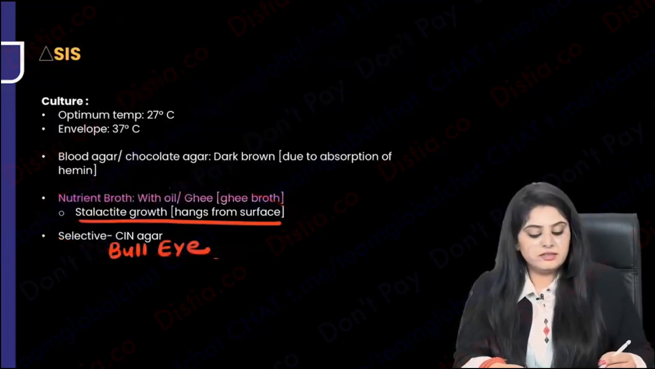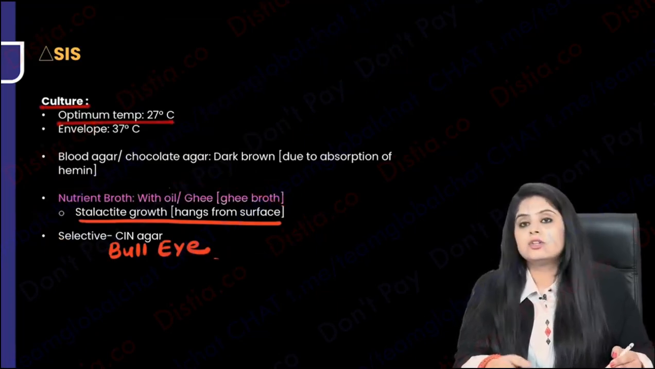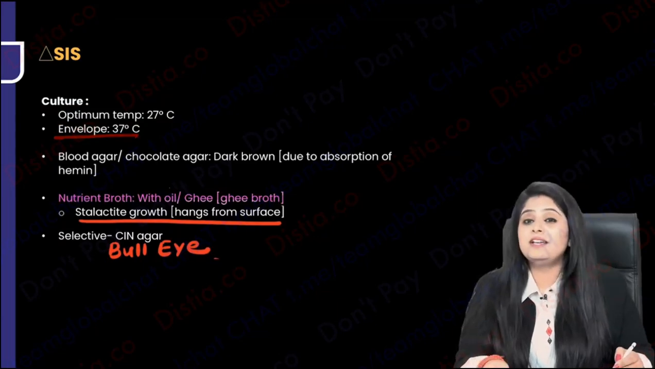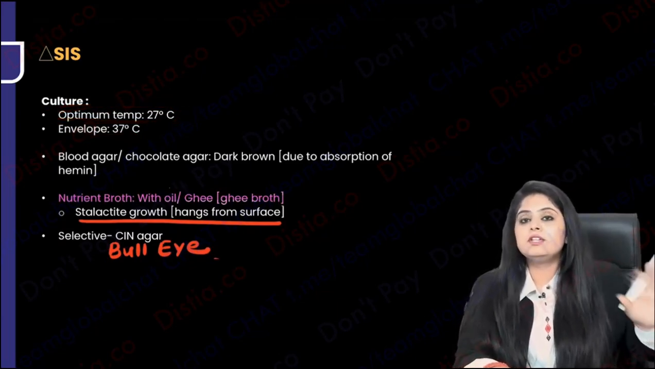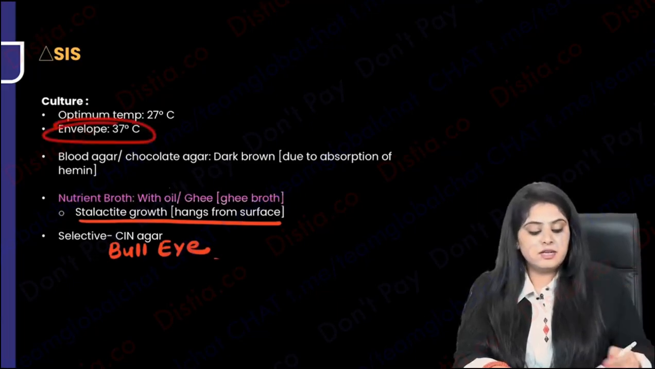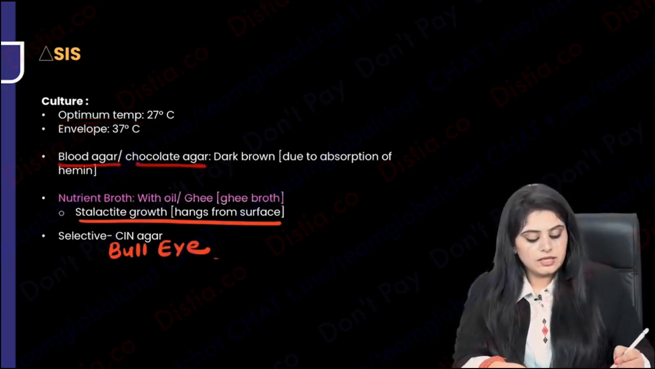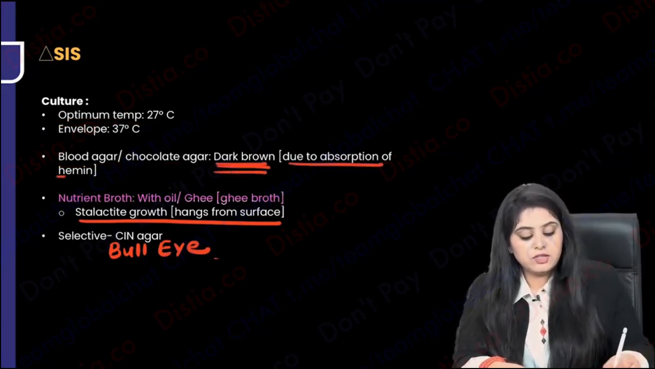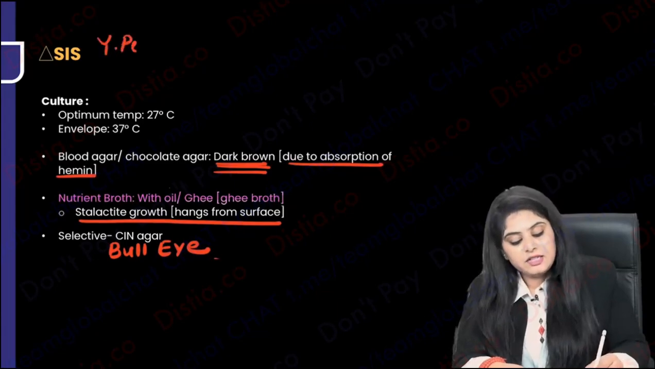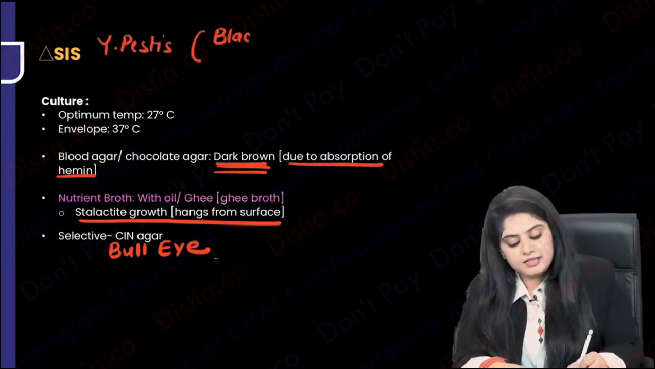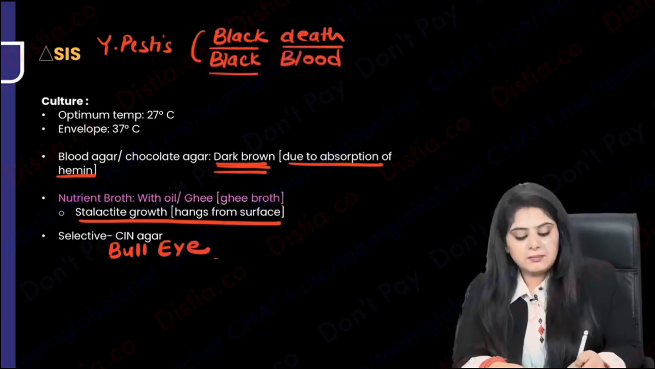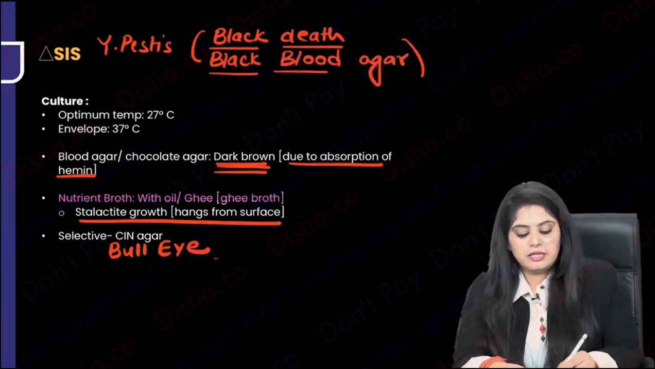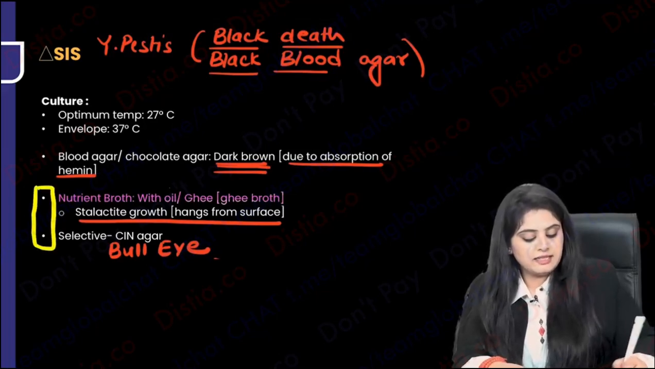After that, you can definitely know the others. Like any other thing, you can grow it at a culture of 27 degrees. At 37 it might develop an envelope. Everything is going fine at 20s, and at 30s it has developed an envelope. On blood agar or chocolate agar, this can give you a dark brown colony because of the absorption of hemin. So I realized that Yersinia pestis is not only going to be a black death, meaning plague, it is also going to show you a black blood agar. Black death was bloody death, and black blood agar or brown blood agar is also noted. But these two, please don't forget, it shows you the stalactite growth and it shows you the bullseye.